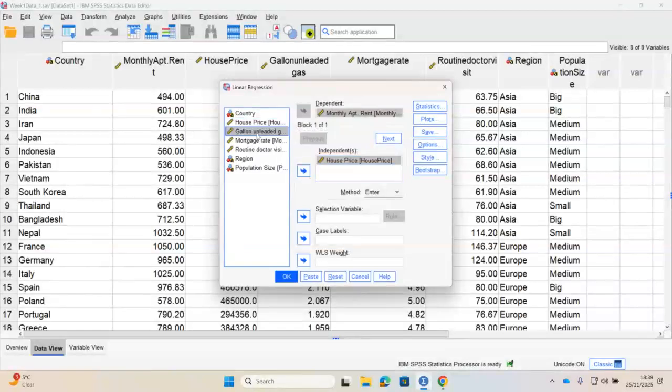Now make a note. You can also move other things to independent. When this happens, it is called multiple regression. So there are three variables, X, Y, and Z. You can move other variables here as well in independent, but this becomes multiple regression, meaning the advanced form. But for this class, we are doing simple regression, only one X and one Y.